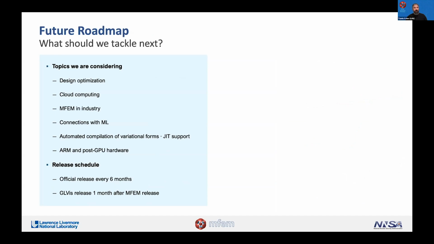Okay, so this is next year. Further down the line, some of the things we're interested in are design optimization for engineering applications, cloud computing, expanding the reach of MFEM in the industry. I think we have a big potential there that's not fully realized. Additional connections with machine learning. We have several efforts there. Automatic compilation of variational forms and support for just-in-time compilation. Other hardware like ARM, what's coming after GPUs, heterogeneous hardware like the M1 chips from Apple. And the plan is to release every 6 months with the GLVis release coming 1 month after the MFEM release.